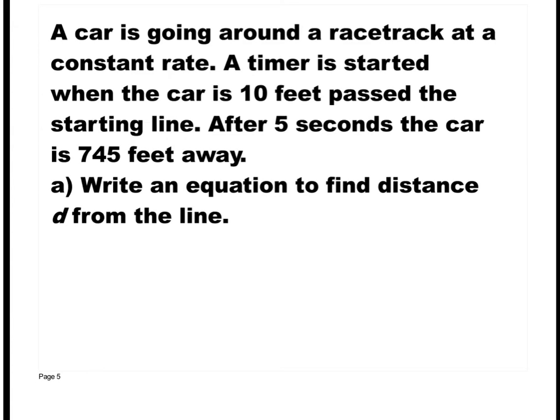Okay, the constant rate would be my slope. A timer started when the car is 10 feet past the starting line. After 5 seconds, the car is 745 feet away. So we need to write an equation to find the distance d from the line. My equation, d is equal to, this is treated just like y equals mx plus b. My slope, do I know how fast he's going? No, right? So I don't know my m, or x, but my b, he's 10 feet away from the line when they start the timer. So we're saying plus 10.